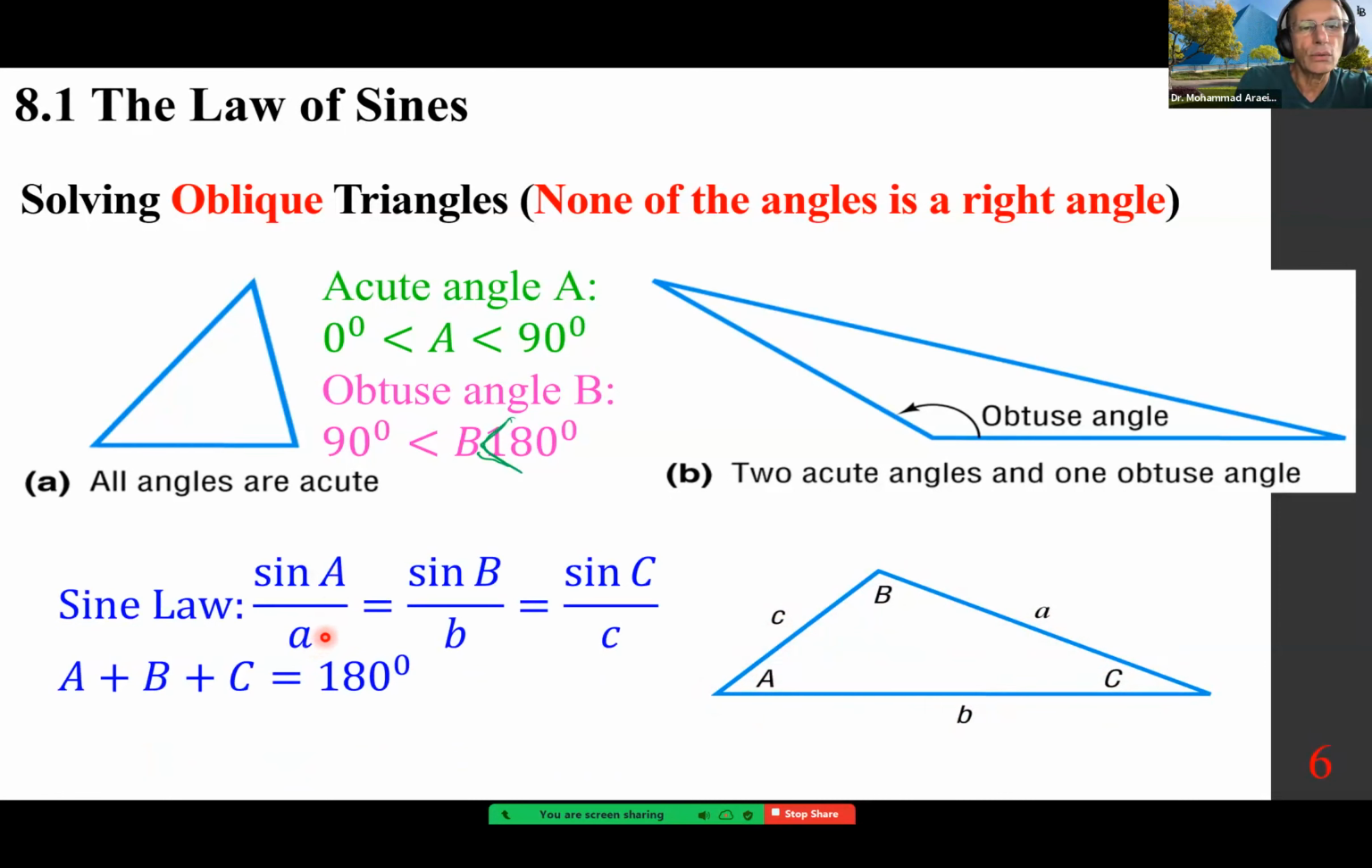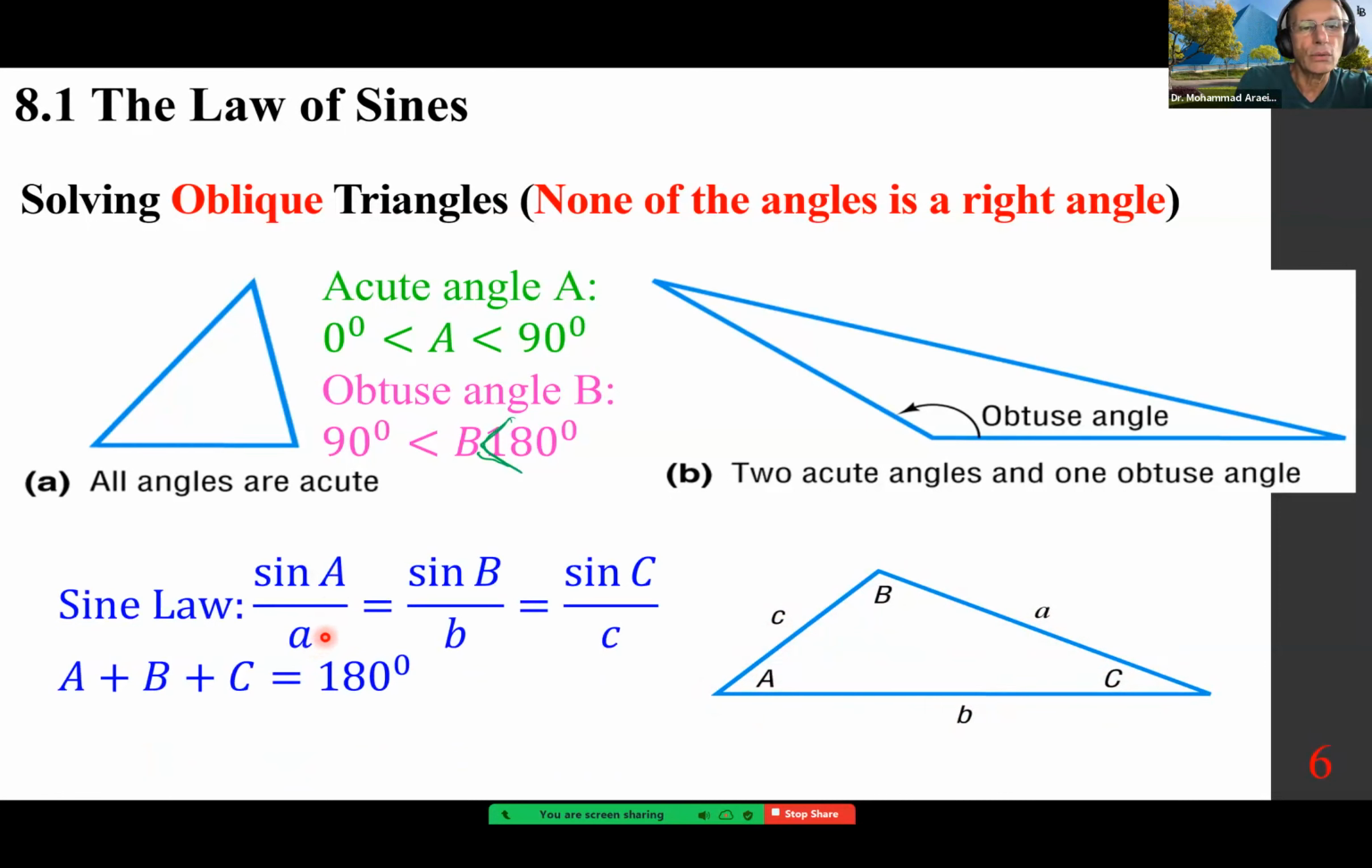All right, so I put the sine law here, and we're going to, again, elaborate on that and discuss that and prove that. Cases of solving oblique triangles, none of the angles is a right angle. Here are the cases. One case, or you can call it case one, is ASA. So angle, side, angle.